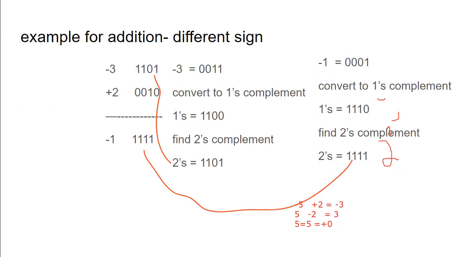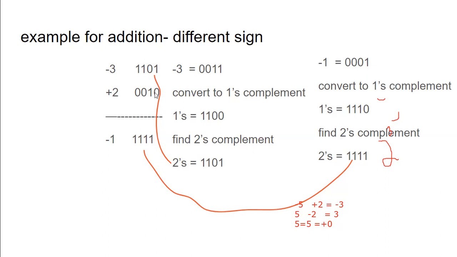In this case, B is greater. Anyway, we'll do what we have done like the previous addition. So minus 3, first you have to represent it as a normal 3 and then find its 1's complement. Then this is the 1's complement and its 2's complement is this. Then you have to substitute that here for doing the addition. Whenever there is a negative number, you have to represent its 2's complement only. Then 2 here. Now you add these two.